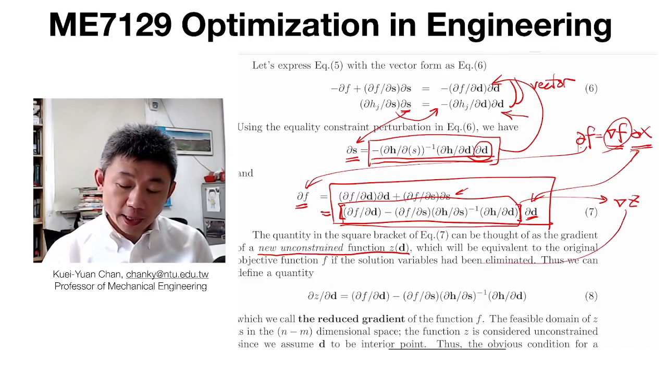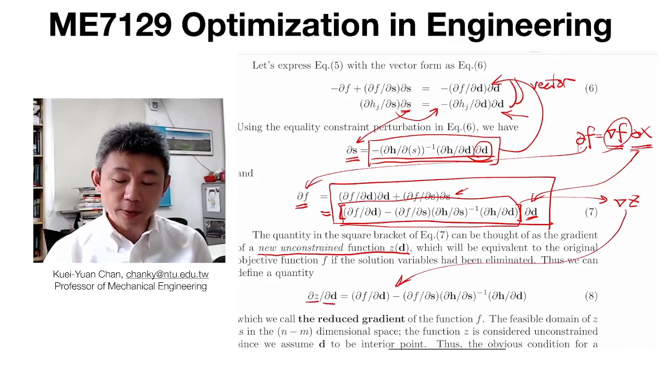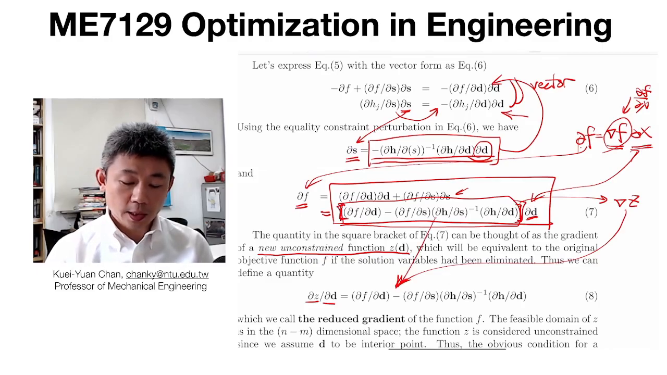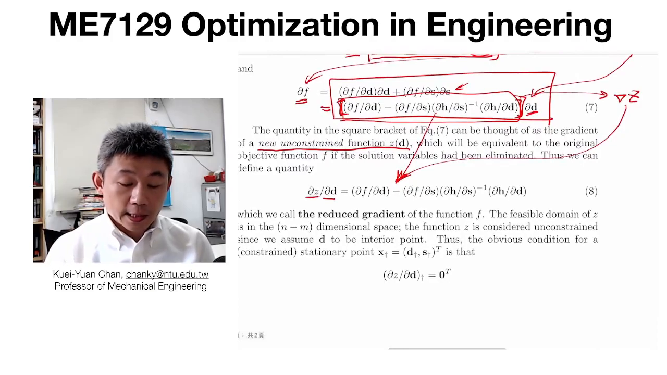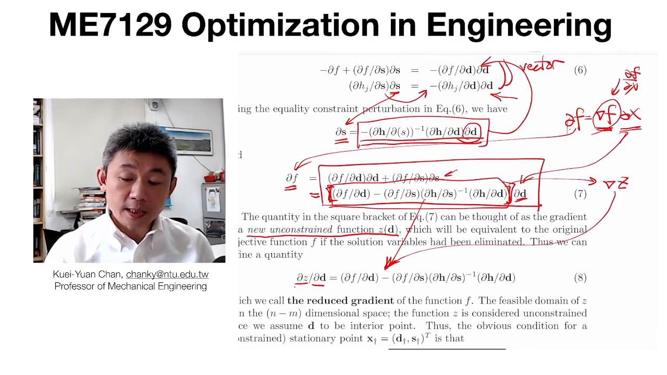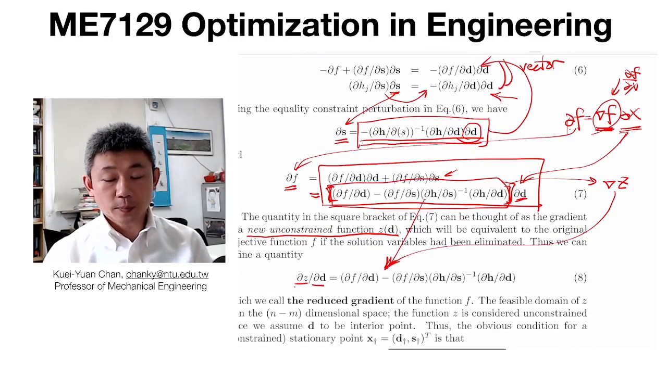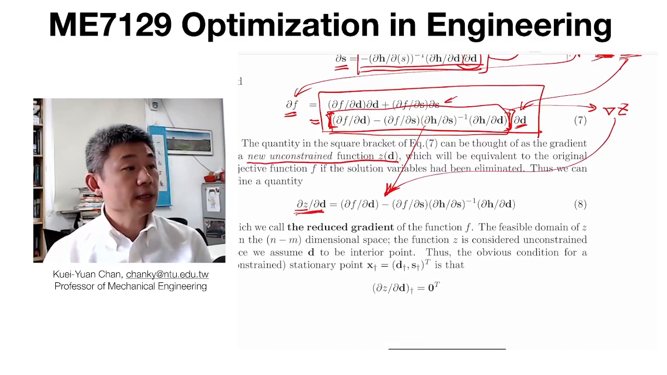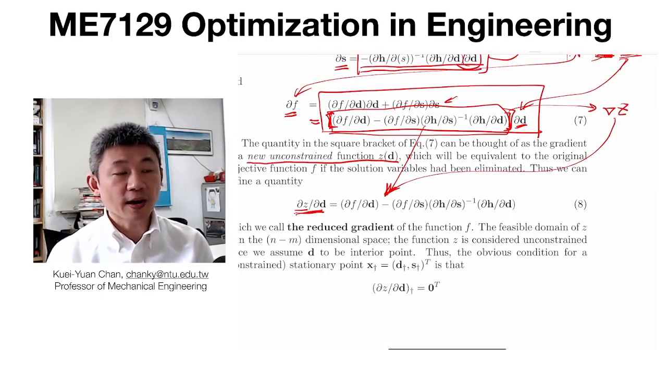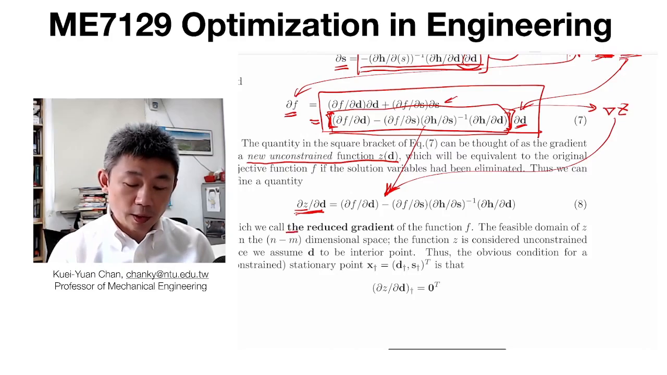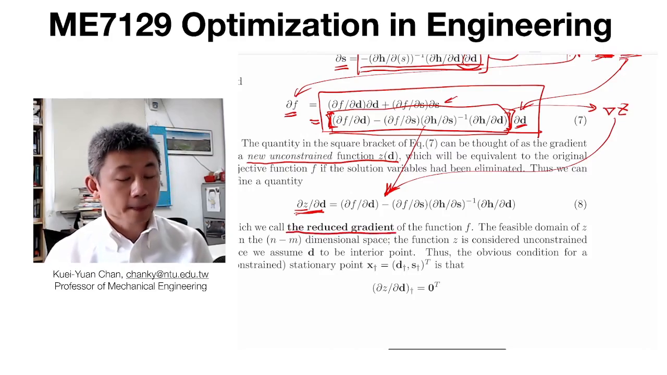So if we call it gradient Z, that means partial Z, partial D, because gradient F is partial F, partial X. We just use analogy. Partial Z, partial D equals the entire bracket term here. Again, this is gradient of Z, but we don't have Z. Z is our newly defined term. So we call this the reduced gradient of the function F. What is reduced? Reduced degrees of freedom.